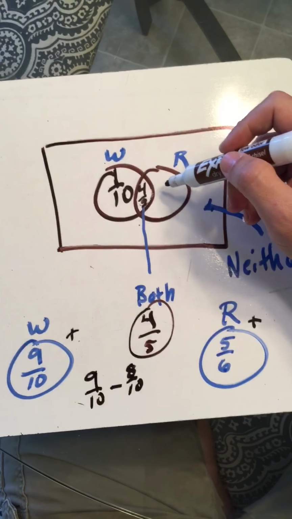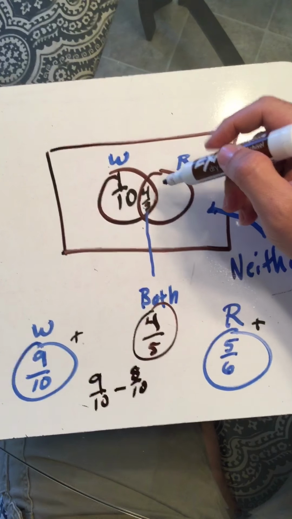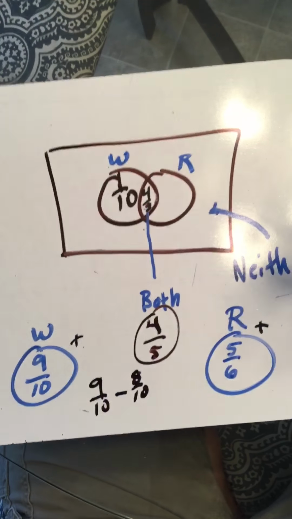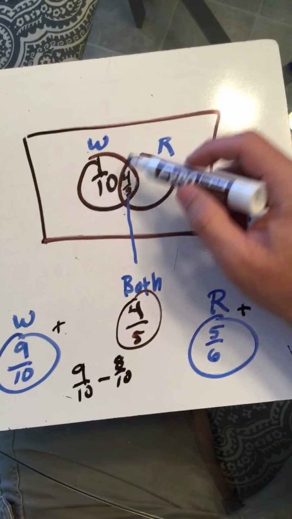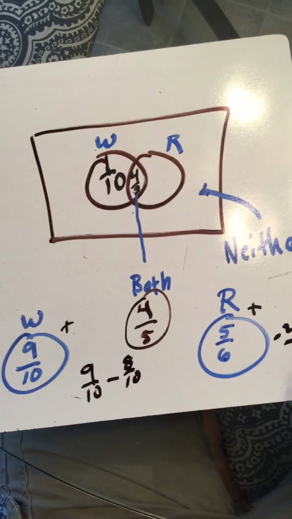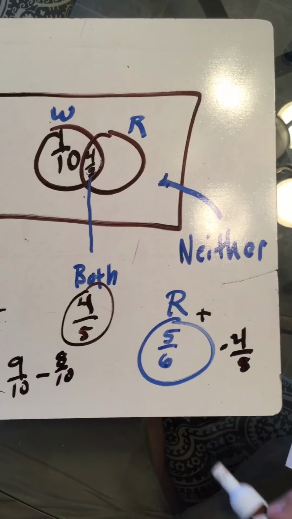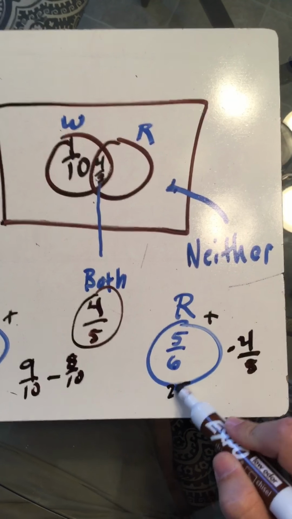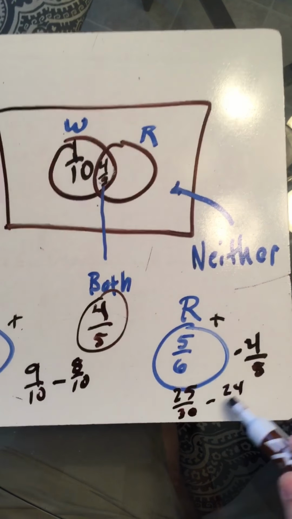To then figure out what's the probability of passing the road test and not the written test, although realistically that makes no sense, I know the entire circle needs to be 5 out of 6. So I'd subtract the piece that's in common, 4/5, and I'd have to turn these into like denominators, so this would be 25 over 30 minus 24 out of 30, and I would get 1 out of 30.